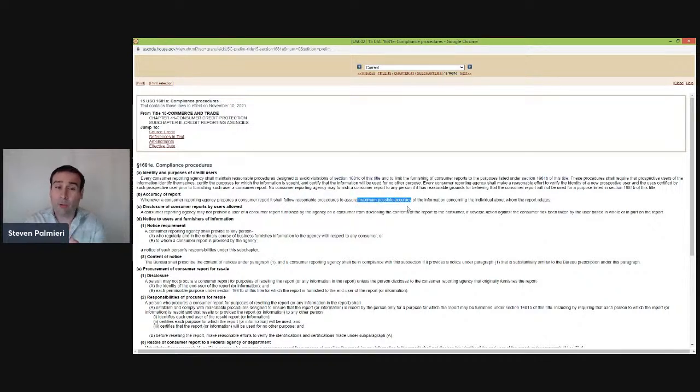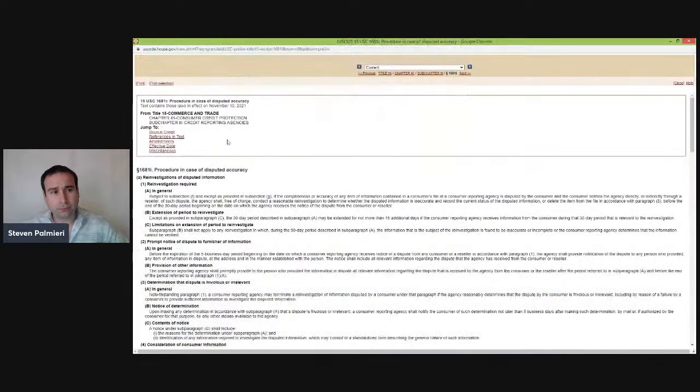And so that's where Metro 2 as the industry standard data format comes in, because as part of their reasonable procedure requirement to assure maximum accuracy, they created an industry standard format as part of their procedures. So it's important to understand that the FCRA is a procedure-driven statute. So this is where the accuracy requirement comes in. What about when we dispute it?